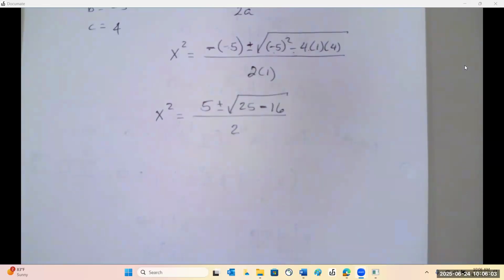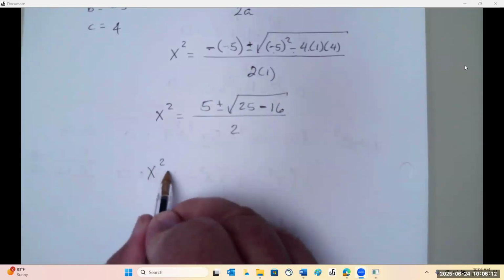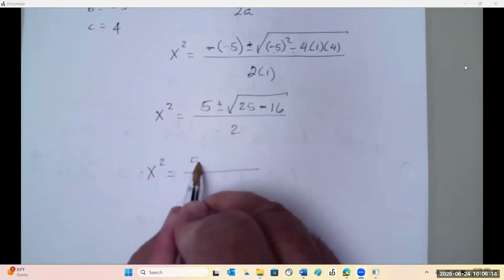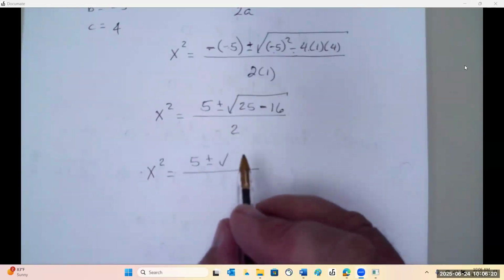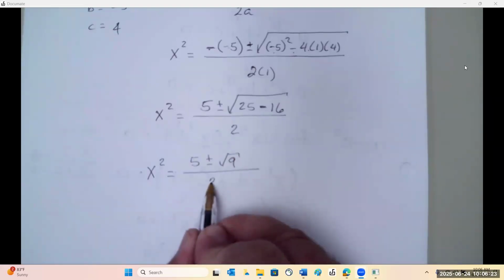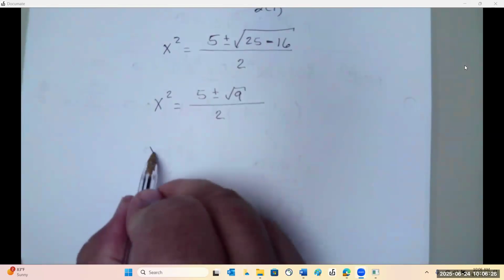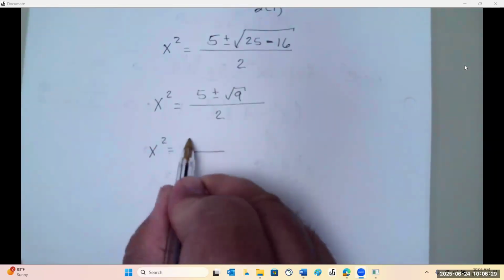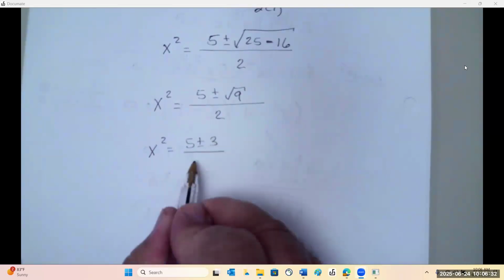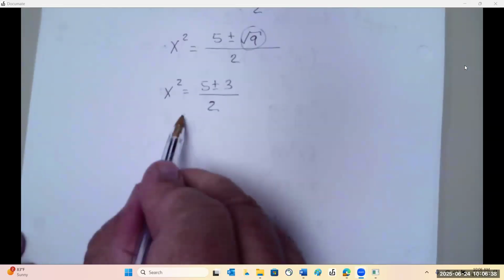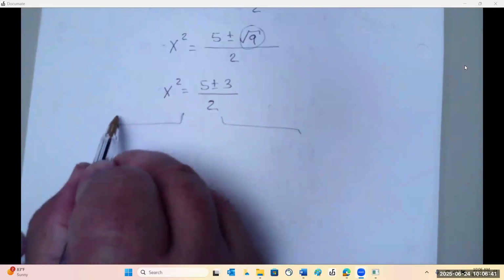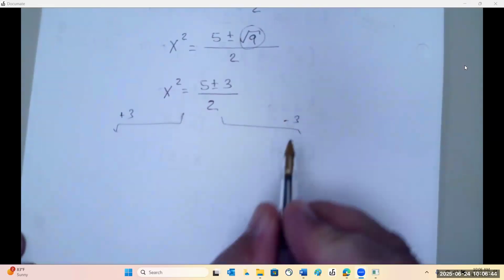Again, all this stuff here, you guys should be able to do. It's just basic math. 25 minus 16 is 9. What's the square root of 9? 5 plus or minus 3 over 2. Square root of 9 is 3. So we do a +3 here and a -3 there.